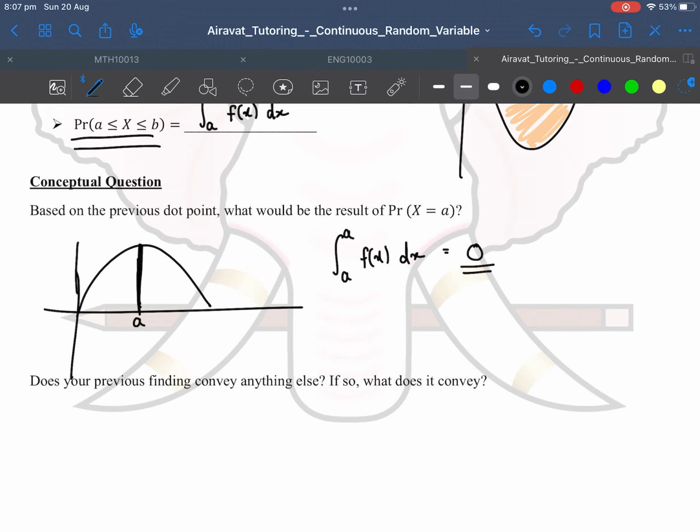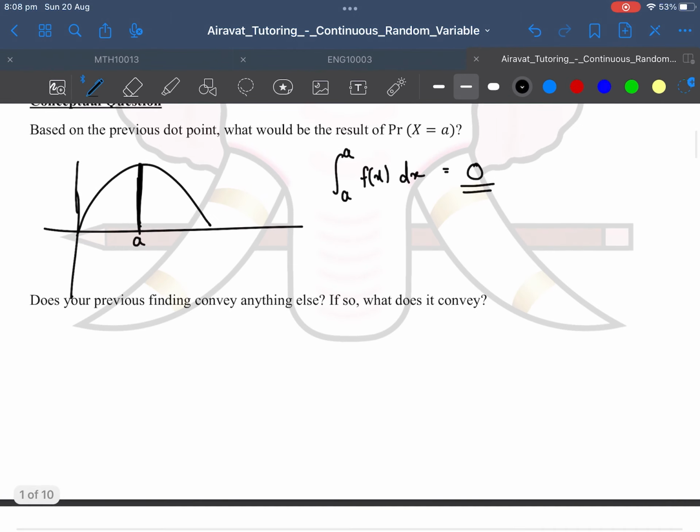Now, why is that? Because area is what? Thin slices of rectangles added up together represents area. For thin slices to occur, you need 2 terminals, right? And the terminals have to be different. If the terminals are the same, then how can thin slices of rectangle form? So that's the intuitive understanding that if they want the probability at x equals a particular point in continuous probability, then it's going to be equal to 0.